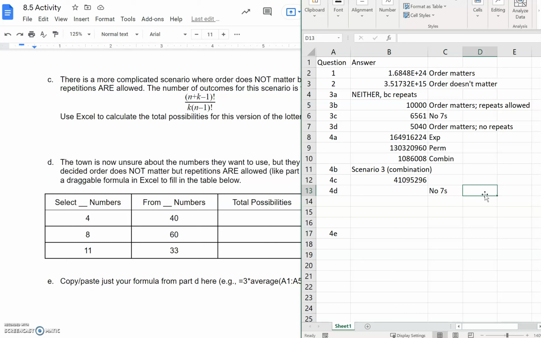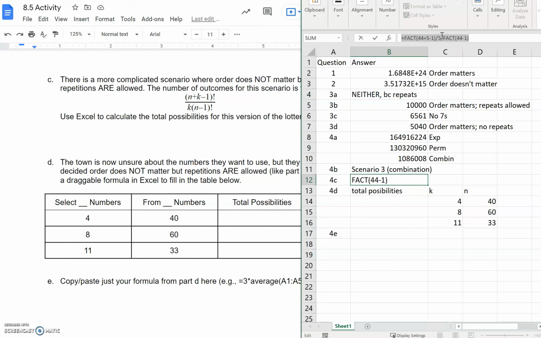So if we did something like this, oops, autofill there. If we said n, actually, let me do it in the order that we have here. So we're selecting k numbers out of n, and I'm going to put total possibilities on this side since I'm putting all my answers in this column. So in this case, we've got 4 and 40, we've got 8 and 60, we've got 11 and 33. So the idea is, again, I don't want to go through what I did in part C here and have to type in all of this stuff over and over and over again.